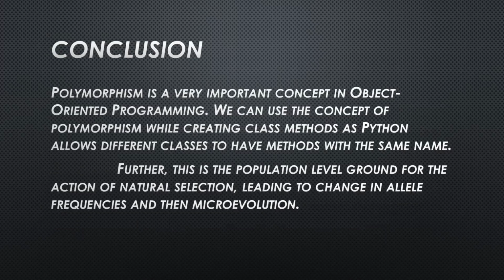Conclusion. Polymorphism is a very important concept in object-oriented programming. We can use the concept of polymorphism while creating class methods, as Python allows different classes to have methods with the same name. An allele is nothing but two or more versions. It has many versions. Through this, we can understand easily. In a simple way, we can understand polymorphism.